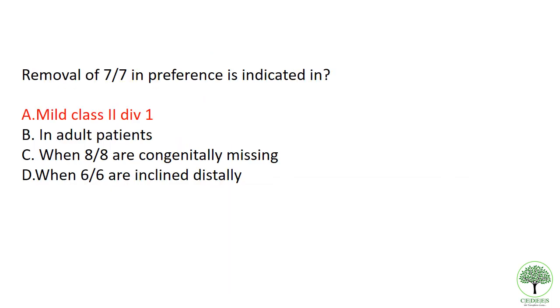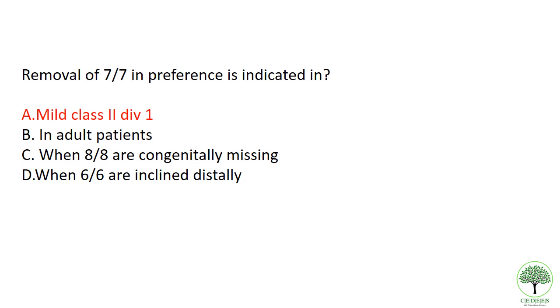There was a question on second molar extractions, where the question was: removal of sevens in preference is indicated in which of the following clinical scenarios. One was mild class 2 div 1, B was in adult patients, C when the 8s were congenitally missing, and D when the 6s are inclined distally. And the right answer to this was a mild class 2 div 1, and an explanation for the same was asked. So remember that second molar extractions are not routinely carried out in orthodontic practice. They have very specific indications as far as the extraction pattern is considered.